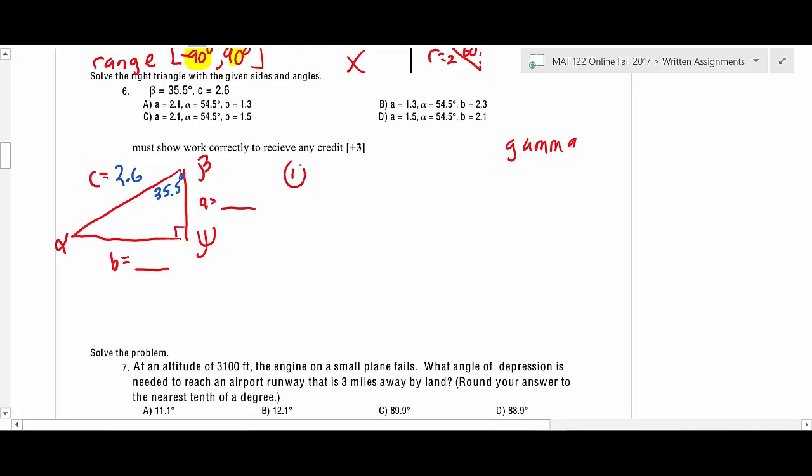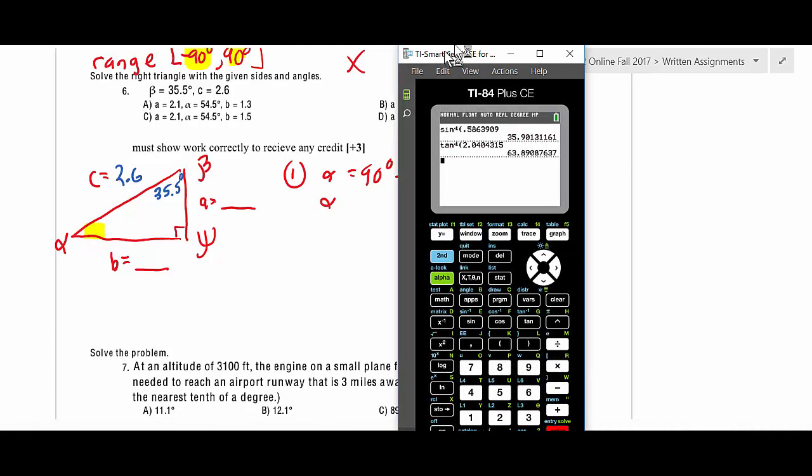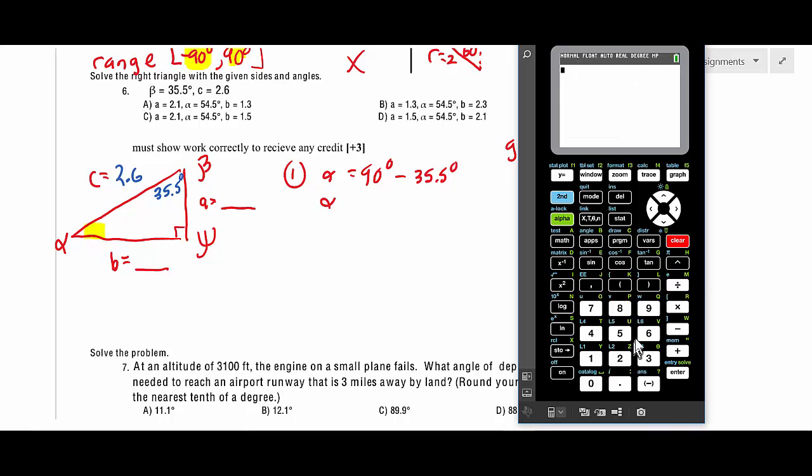So step one, I would start probably here. That's real easy to do. These two angles always add up to 90. In a right triangle, since that's already 90, all three angles add up to 180 in a triangle. So alpha is just going to be 90 minus what beta is, so 35.5 degrees. You can do that in your head, or you could use your calculator. I'm just going to crunch out 90 minus 35.5, and that gives alpha equal to 54.5 degrees. That would be our first thing we need to find.